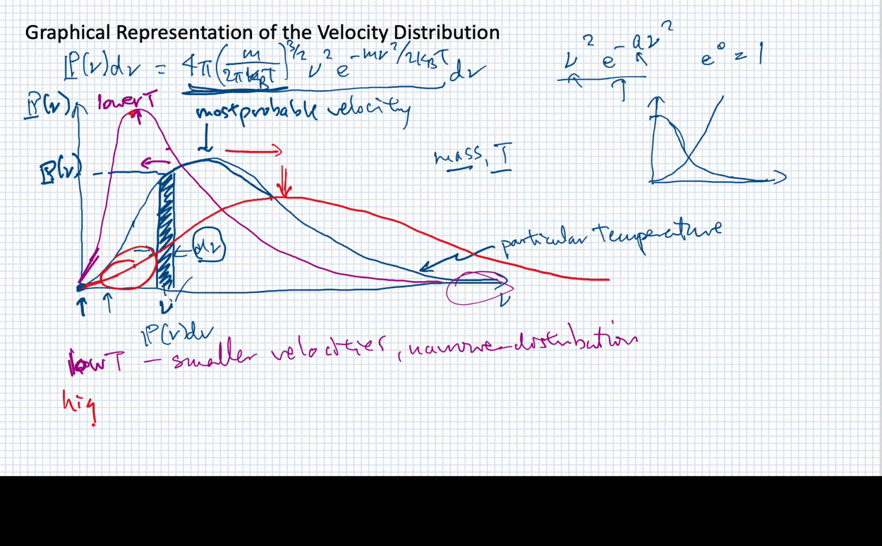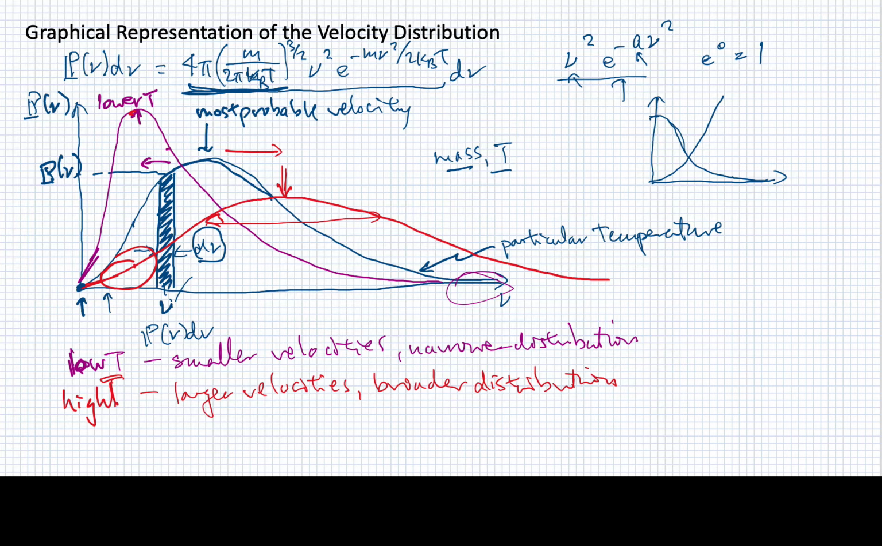So at high temperature, we're going to have larger velocities, or higher velocities, and we're going to have a much broader distribution across the whole range of velocities. Okay, so we have a much broader range of velocities that are going to appreciably contribute to the population of the molecules at this temperature. Now, the averages, as I mentioned, are going to shift to larger velocities than they were for the lower temperatures.